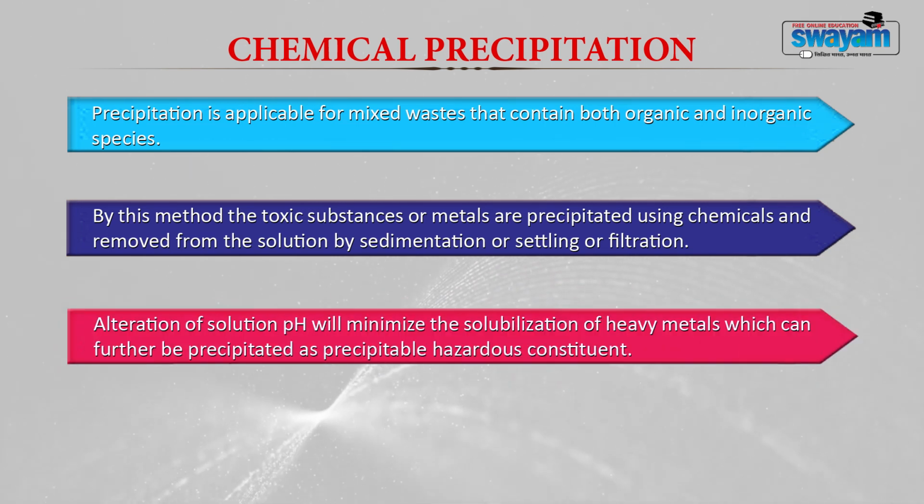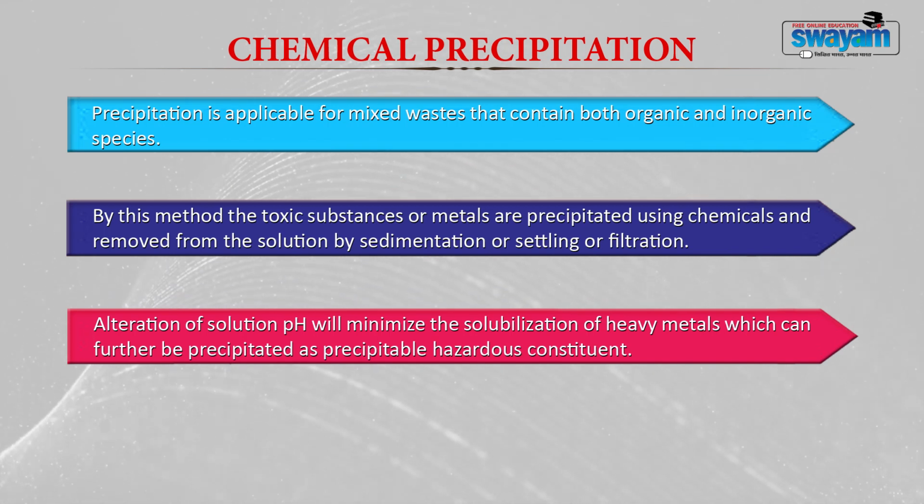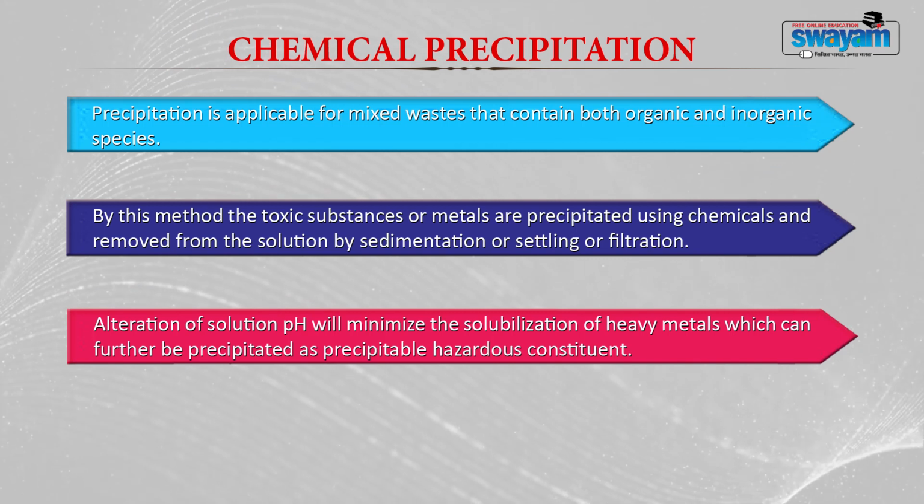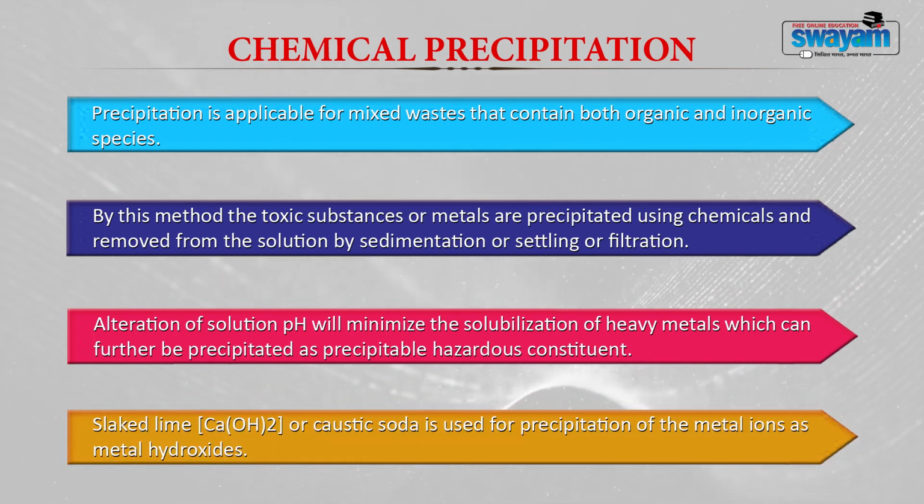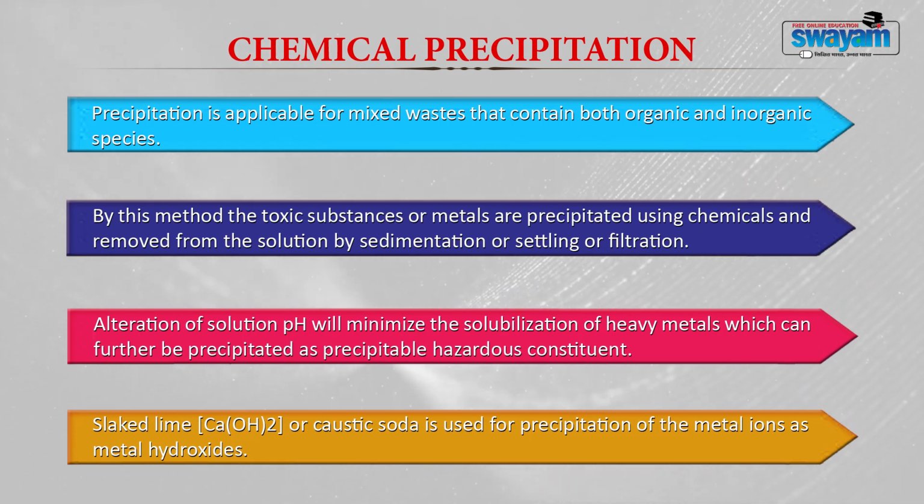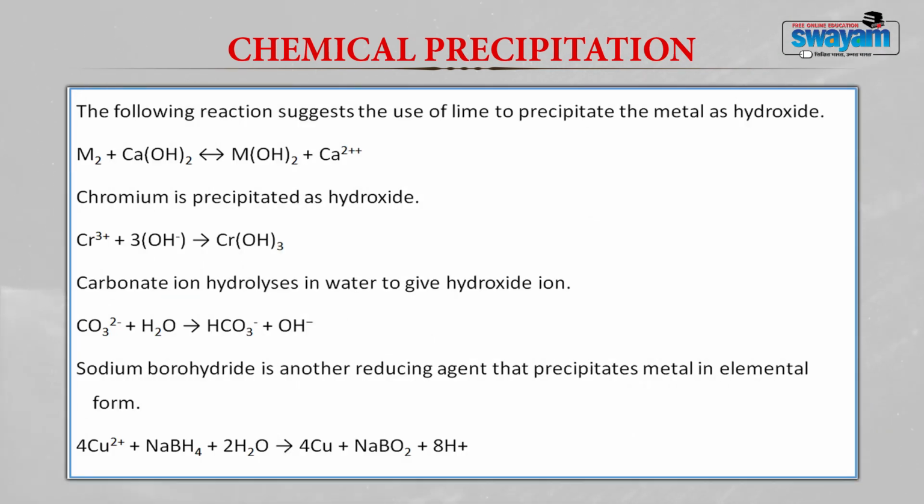Now, alteration of solution pH will generally minimize the solubilization of heavy metals, and the hazardous constituent can be precipitated further. Generally, slaked lime or caustic soda is used for precipitation of metal ions as metal hydroxides. Now, these are certain equations which show the chemical precipitation process where lime is used to precipitate the metal as hydroxide. M2+ plus Ca(OH)2 will give you M(OH)2 plus calcium ions.